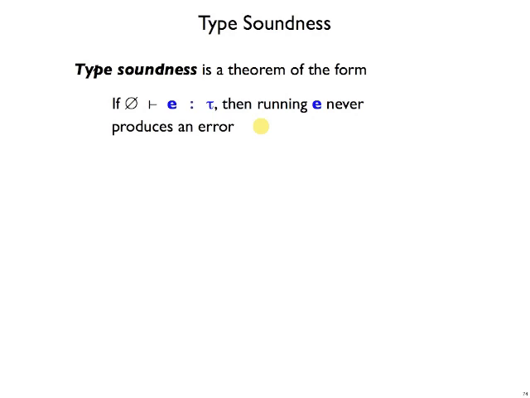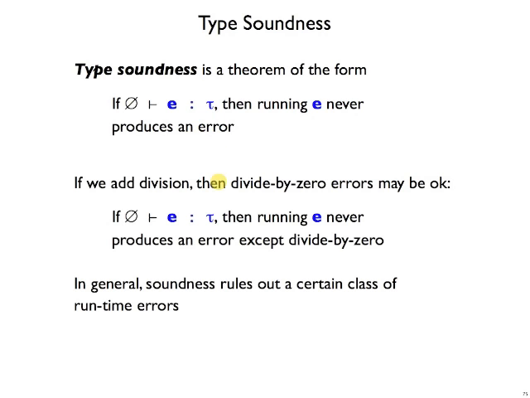That is, you'll never get an attempt to add a number to a function, because if you tried to do that in your program, the type checker would have rejected it. Sometimes this statement, never produces an error, is a little too strong. For example, if you have division in your language, then the type checker probably cannot rule out divide by 0. And so sometimes the soundness theorem says if an expression has a type, then running E doesn't produce an error except the following potential errors, like divide by 0.